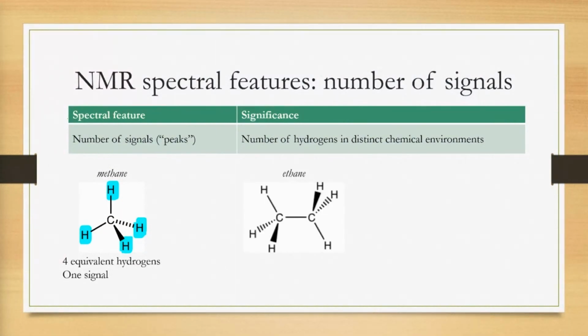Let's look at ethane. If we look at the hydrogens bonded to this carbon, they're all bonded to a carbon that's bonded to another carbon that has 3 more hydrogens. If we look at the hydrogens on the right, these are all bonded to a carbon that's bonded to another carbon that's bonded to 3 more hydrogens. So all of these hydrogens in ethane are also in the same chemical environment. So we now have 6 equivalent hydrogens. These will all produce 1 signal. So again, we have 1 peak for ethane.